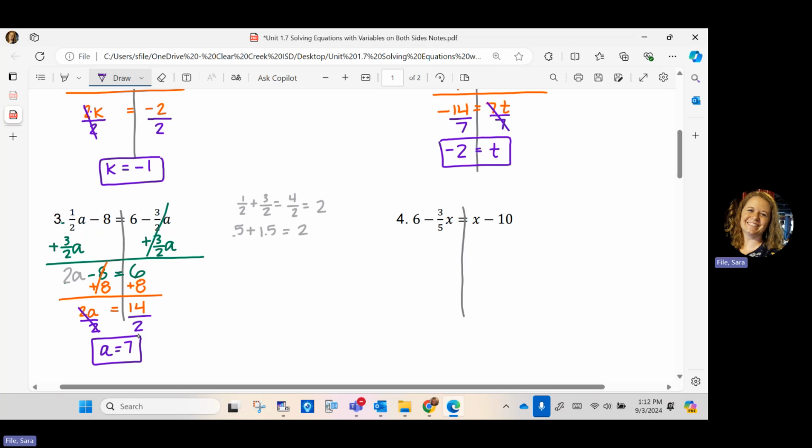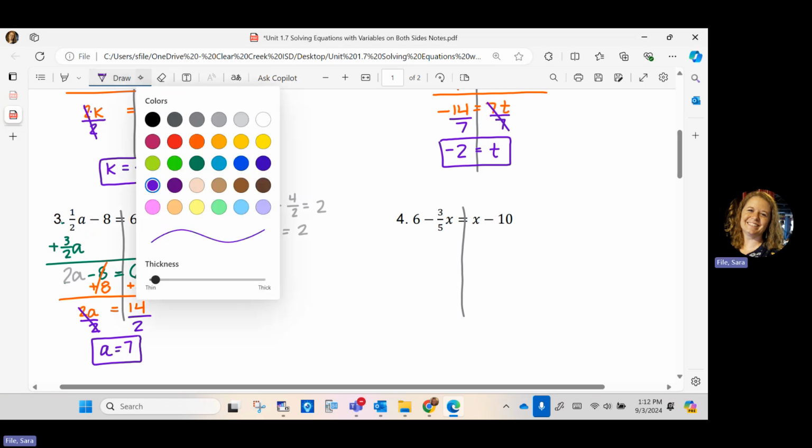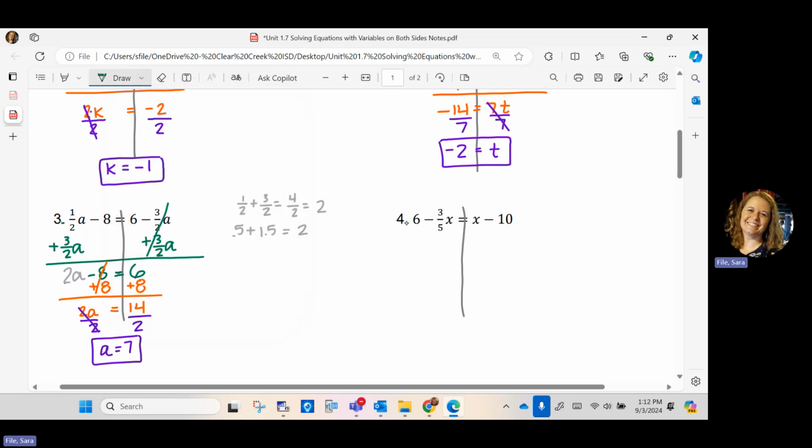Okay, so let's try that working with the fractions one more time over here. In number 4, there's nothing to combine on the left or the right, no parentheses, so I'm ready to move things. If there is no number in front of your variable, what is understood here in front?